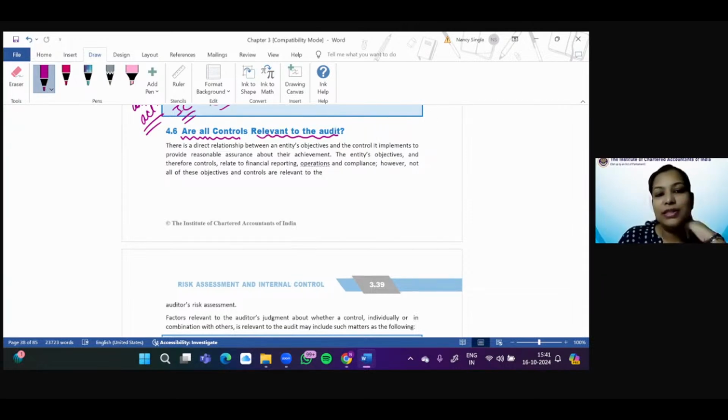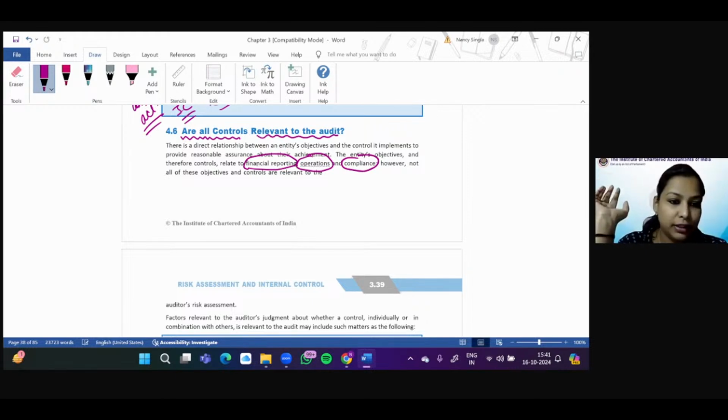Are all controls relevant to audit? See, in an organization, in order to achieve the organization objectives, there can be control with respect to financial reporting, the operations of the organization, and the compliances within the organization, right? And there is a direct relationship between the entity's objective and the control it implements. And I told you that control can be with respect to what? Financial reporting, operations, and compliance. However, all these controls are not relevant to audit, right?